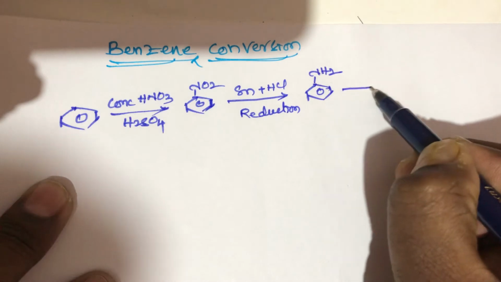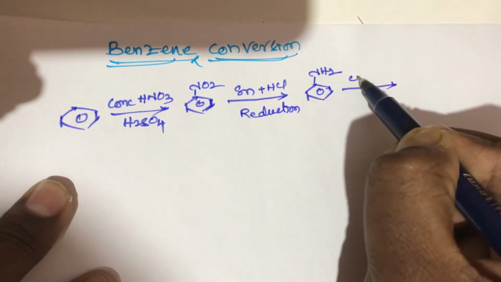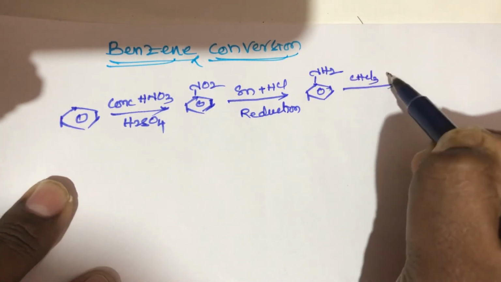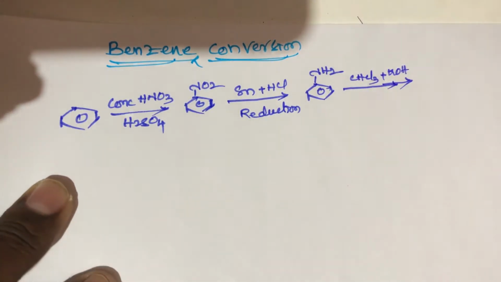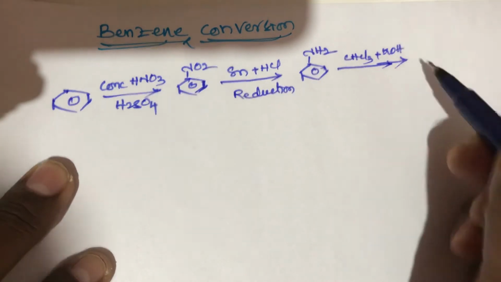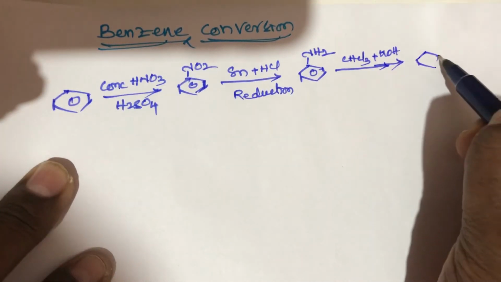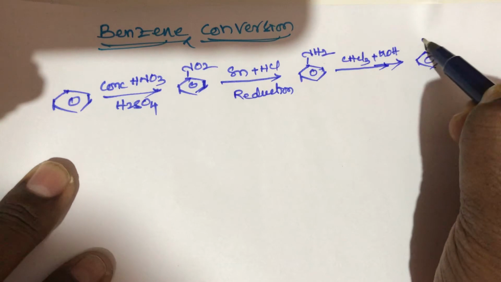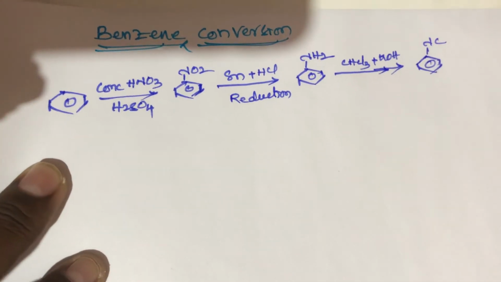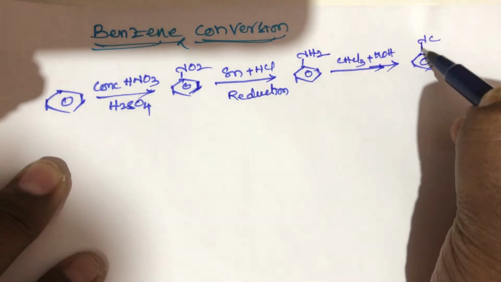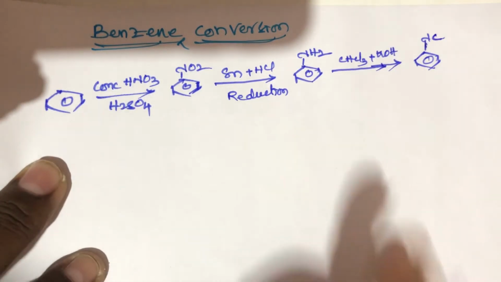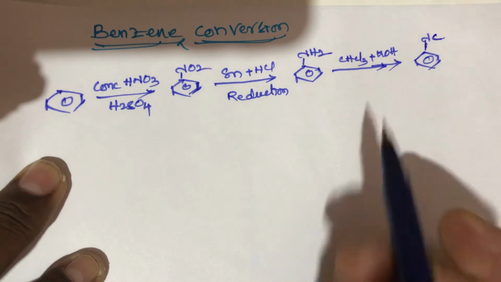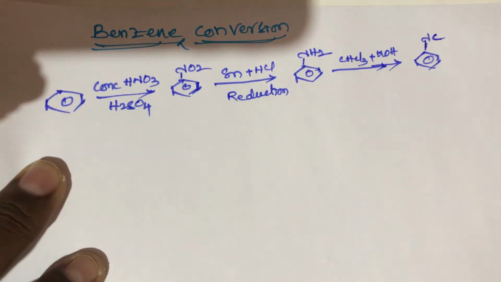This aniline again reacts with chloroform in the presence of potassium hydroxide. In the presence of potassium hydroxide, the product formed is phenyl isocyanide, that is NC. In this reaction, students, that is the carbylamine test, the test for primary amine. This primary amine test, or carbylamine test, or phenyl isocyanide test.